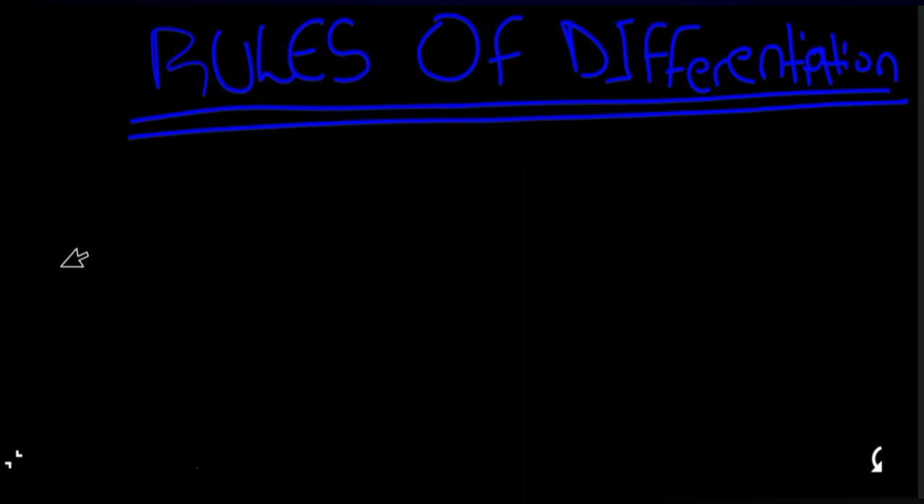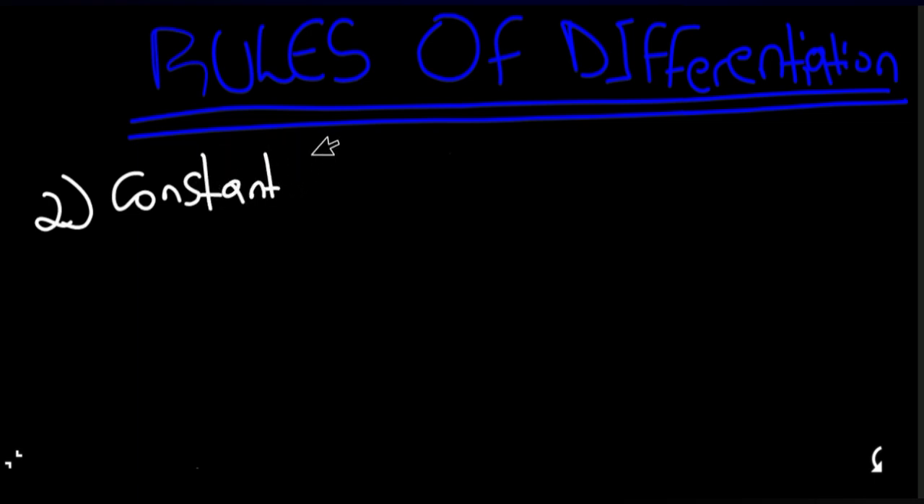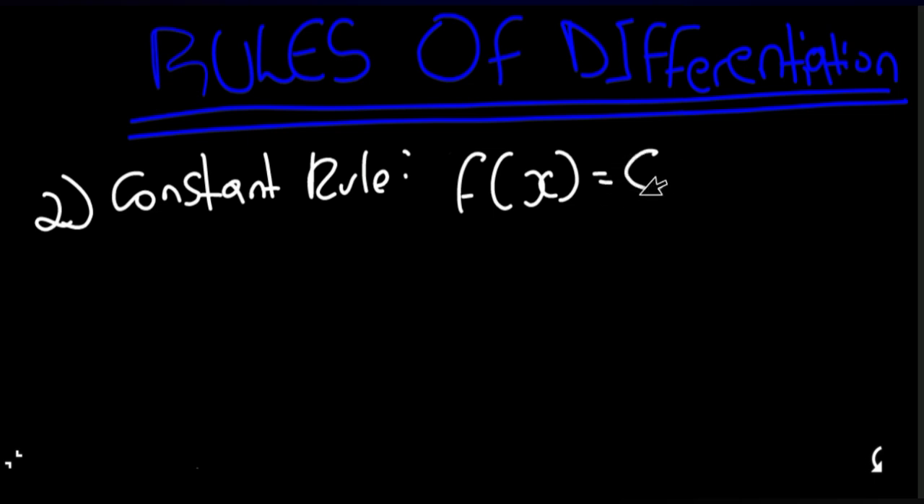The second rule that we need to cover is called the constant rule. This rule is used when differentiating a constant function such as f of x is equal to c, where c is a constant. The derivative of a constant is always 0. So if you differentiate this function, you get 0. f prime of x is going to be 0.